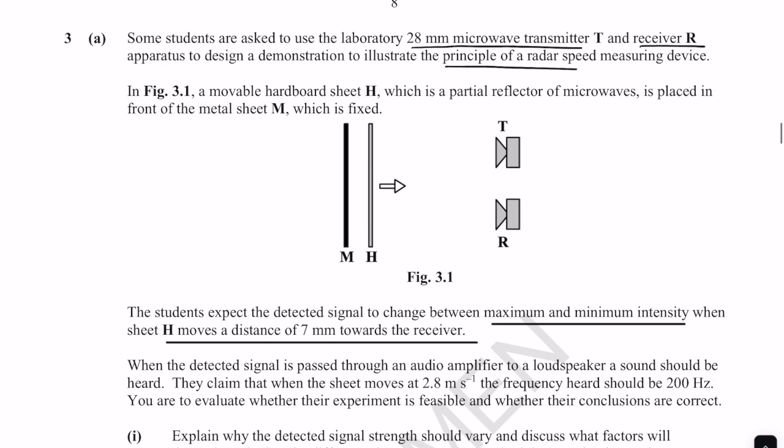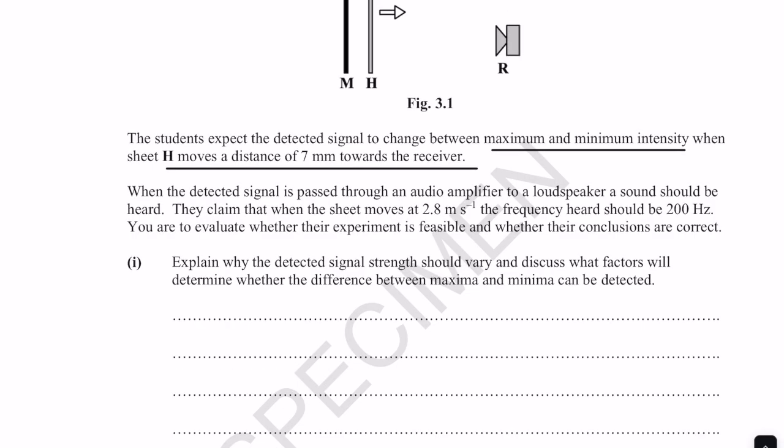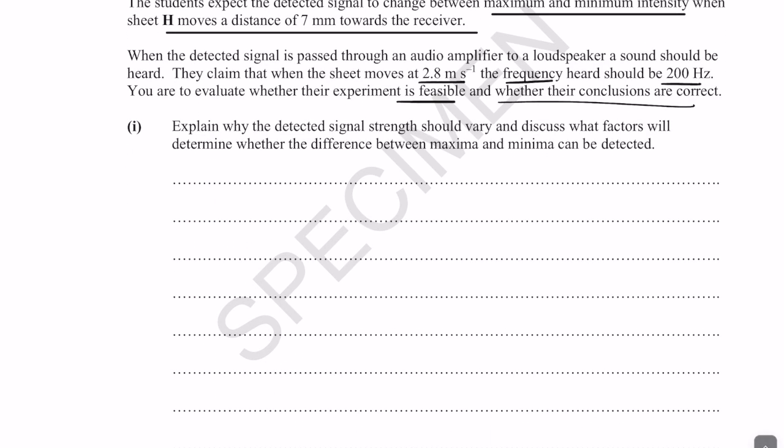Okay, so 28. Anyway, when the detected signal is passed through an audio amplifier to a loudspeaker, sound should be heard. They claim that when the sheet moves at this much speed, the frequency heard should be this much. You are to evaluate whether their experiment is feasible and whether the conclusions are correct. Explain why the detected signal strength should vary and discuss what factors will determine whether the difference between the maximum and the minimum can be detected.